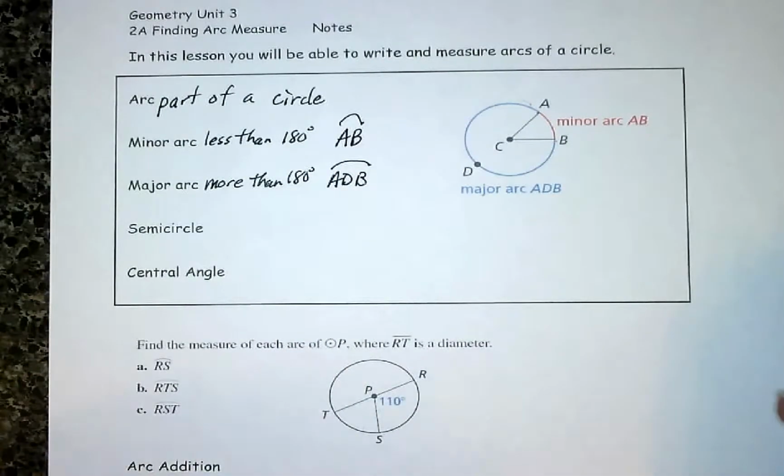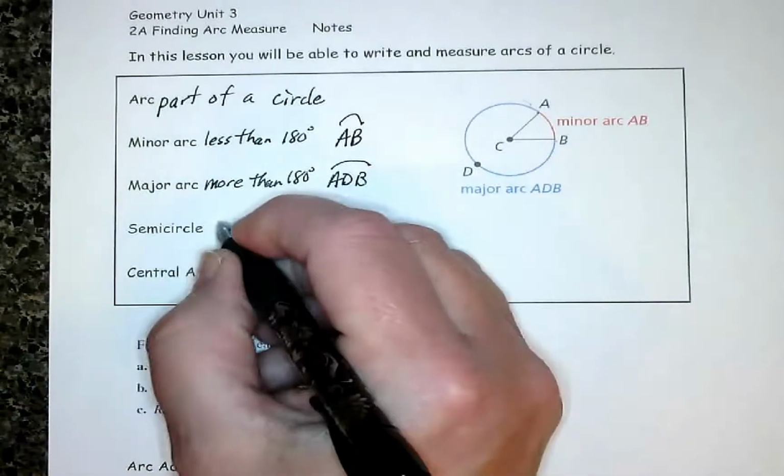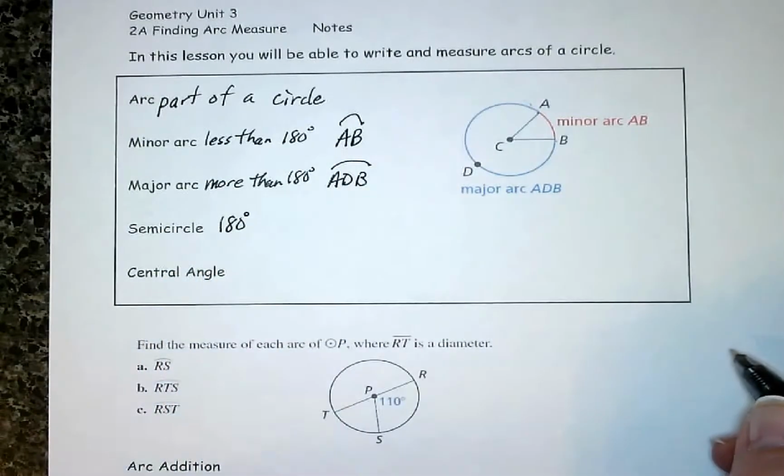A semicircle is just what it says. It's going to be half a circle. It's going to total 180 degrees for its arc.